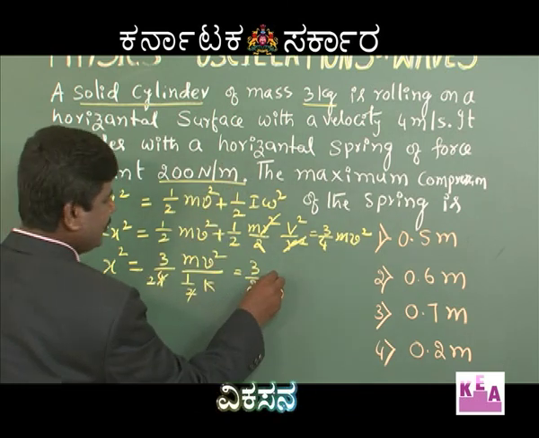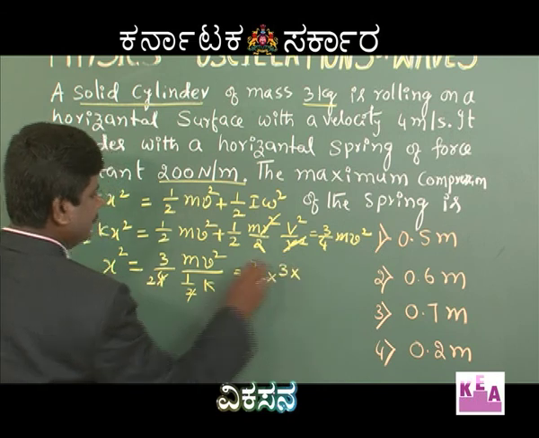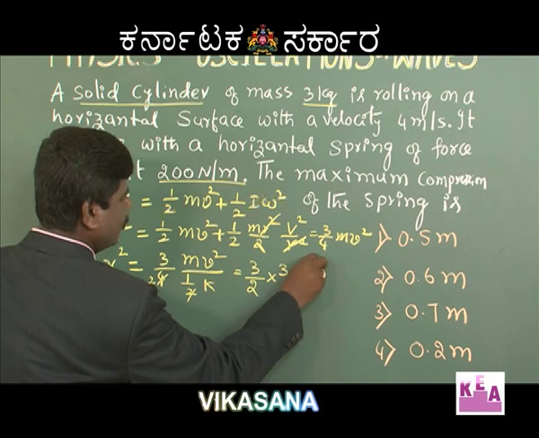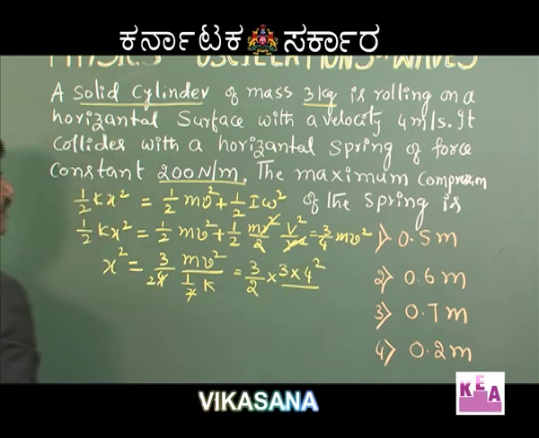That is equal to 3 kg multiplied by 3. What is the linear velocity of the cylinder? 4. It becomes 4 square divided by what is k?